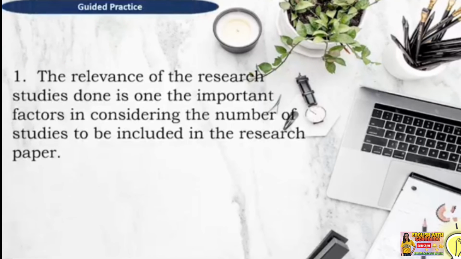Number 1. The relevance of the research studies done is one of the important factors in considering the number of studies to be included in a research paper. If you did a thumbs up, then you are correct. The statement is true. Library facilities and the availability of the materials within the awareness of the researcher are the other two things to consider in the number of the studies to be included in the research paper.